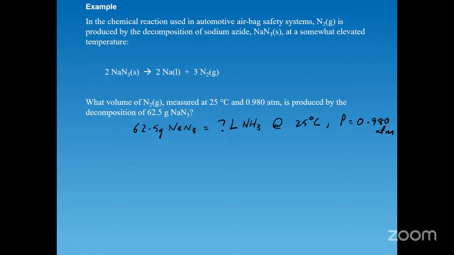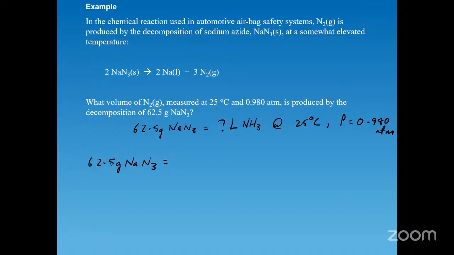So how do we solve this problem? I will start off with the 62.5 grams of sodium azide. The first thing I would do is convert this to moles.